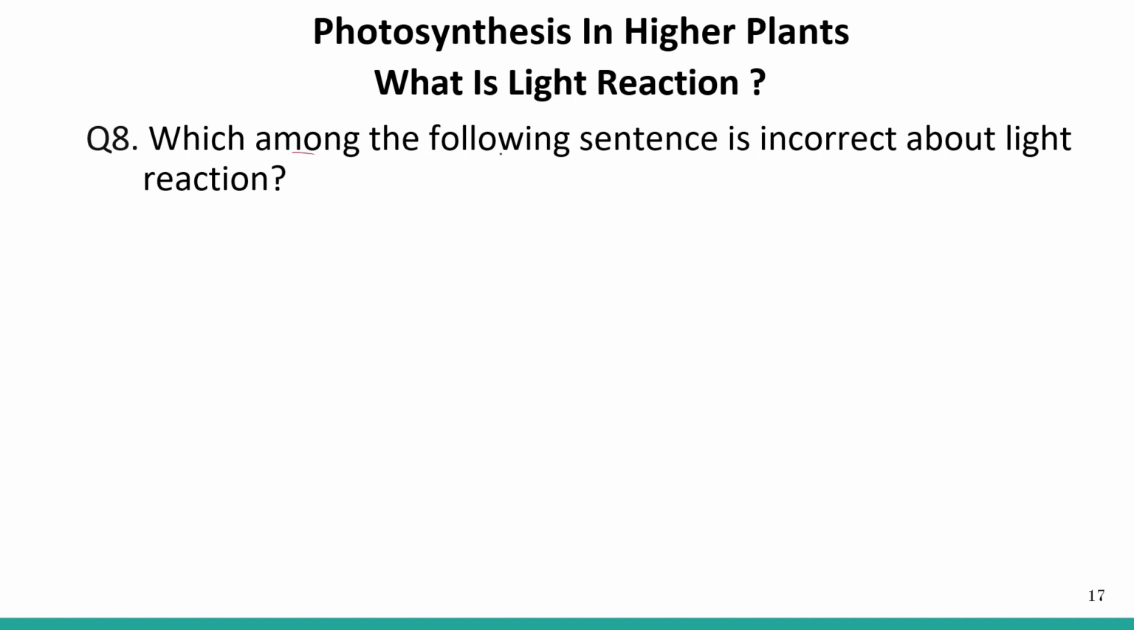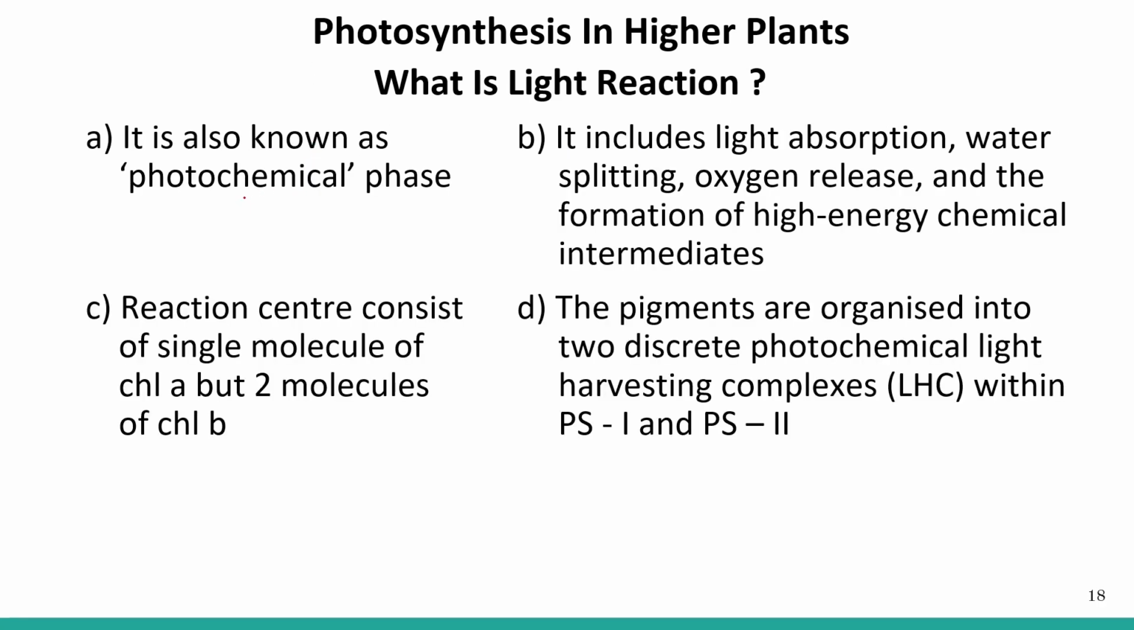The next question is, which among the following sentences is incorrect about the light reaction? Alright, so first it is known as the photochemical phase. So this is true, because what happens during the light reaction? The light energy is converted into what? Chemical energy. Initially this chemical energy is stored in ATP and NADPH. Then this ATP and NADPH are used for the synthesis of carbohydrates. Next option is it includes light absorption, water splitting, oxygen release, and the formation of high energy chemical intermediates such as ATP and NADPH. Alright, so this is also correct.